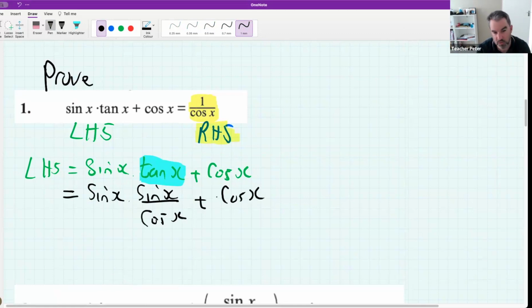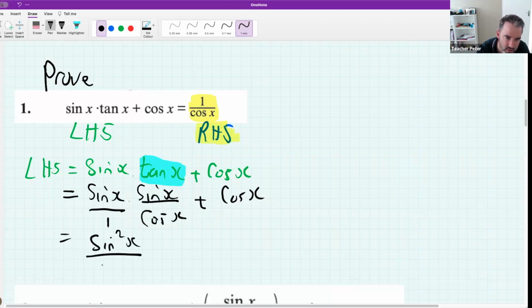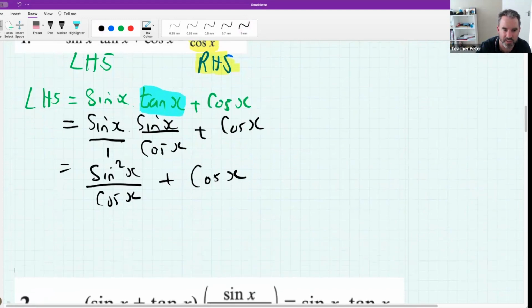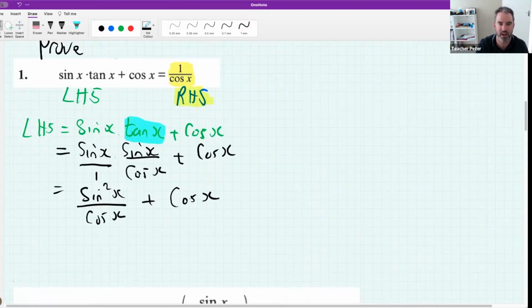I was thinking we do that, but now I'm still a little bit stuck because I need to write that as something over 1. So I get sine squared x over cos x, but now I'm clearly not there yet. I remember where I'm going to. I'm trying to get to 1 over cos x.